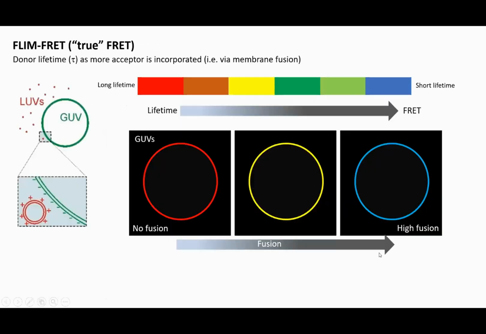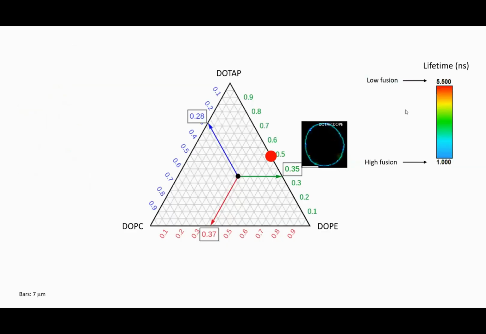We measure fusion efficiency by using FRET, but not intensity FRET anymore, but fluorescence lifetime imaging microscopy FRET. So when we don't have fusion, we have the longest lifetime. In our images, the GUVs will look red, like here. And the more fusion you have, the more towards the blue the GUVs will look. So these are the typical results that we have.